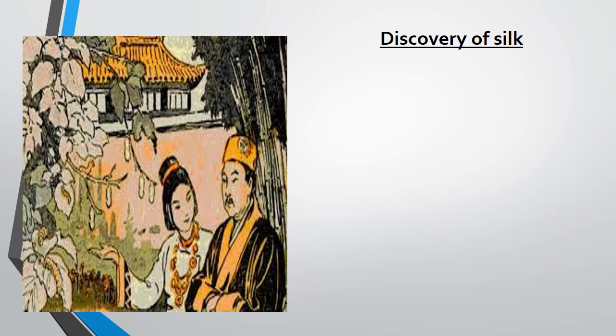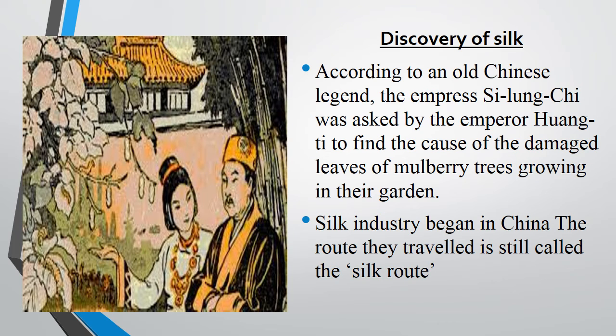So the discovery, that is the history of silk. If you see, silk was discovered in China around 3500 BC. Silk became a prized possession because of its quality and luster. Trade was carried out through silk, which spread to other parts over a period of time.